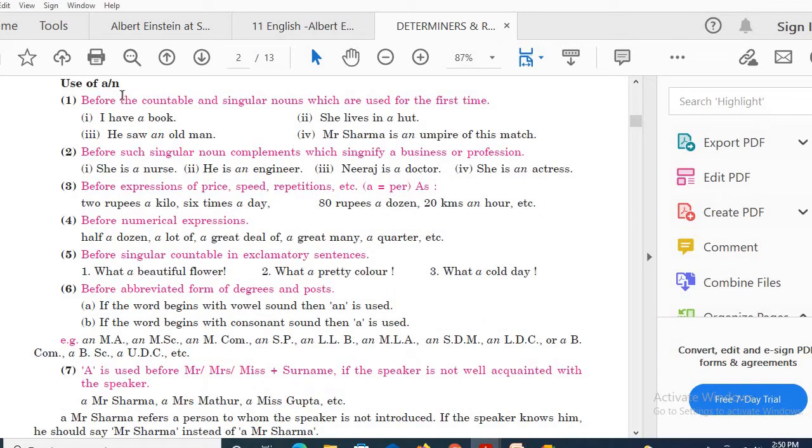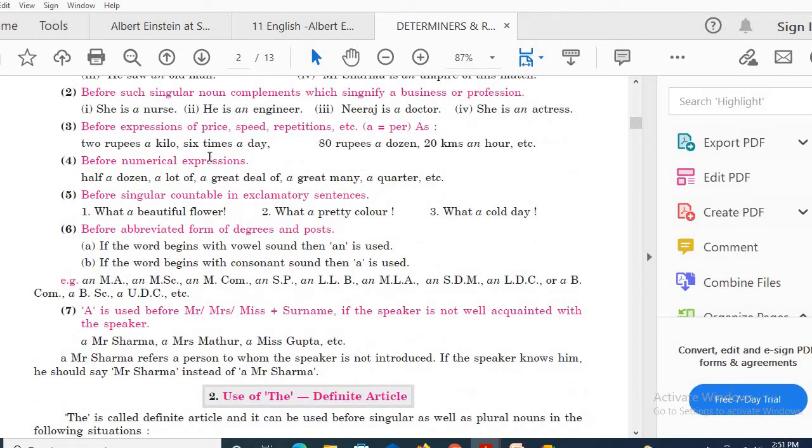See, a or an is used before countable and singular nouns. Just like if I say I have a book, or he saw an old man. Again, before a singular noun which signifies a business or profession, we use the indefinite article. Just like he is an engineer, she is an actress, Neeraj is a doctor.